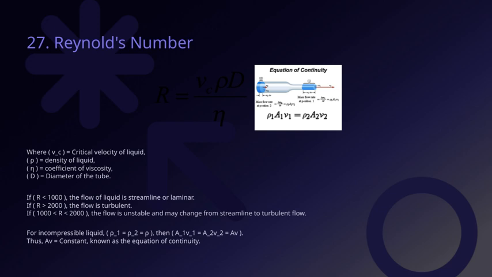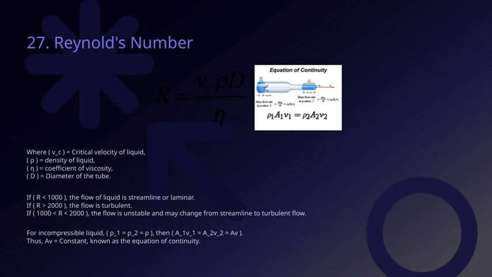Now, regarding flow types, if the Reynolds number R is less than 1,000, the flow of the liquid is streamline or laminar. That means the fluid particles move smoothly in parallel layers without mixing. On the other hand, if R exceeds 2,000, the flow becomes turbulent, characterized by chaotic and irregular motion, with mixing occurring across the flow. And in the intermediate range, where R is between 1,000 and 2,000, the flow is considered unstable. In this zone, the flow can switch between laminar and turbulent, depending on disturbances or changes in conditions.